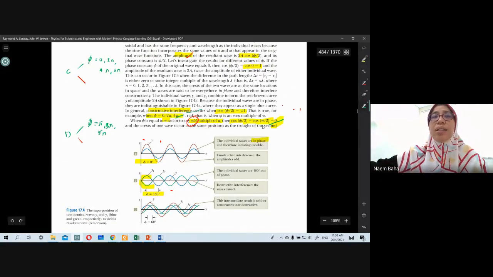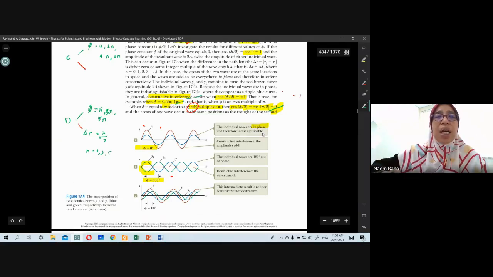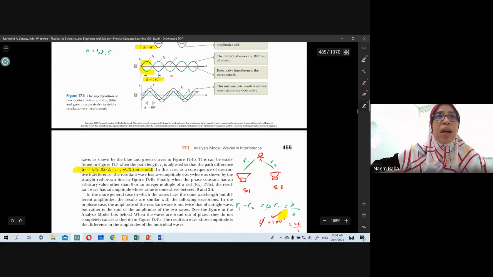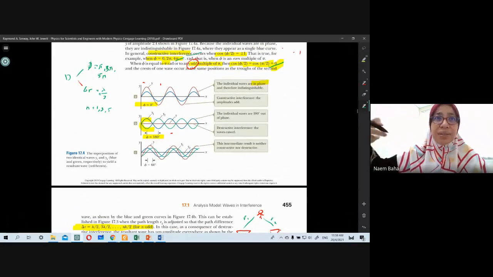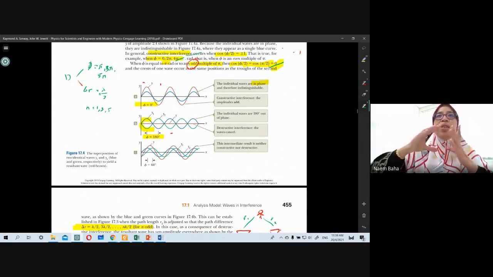So now let's just hold on. So delta R is equivalent to lambda divided by 2 times n, where n is equivalent to 1, 3, 5, 7, 9. So this is as long as the lambda is half and get half, you understand? An odd number. It is not a complete cycle, destructive.